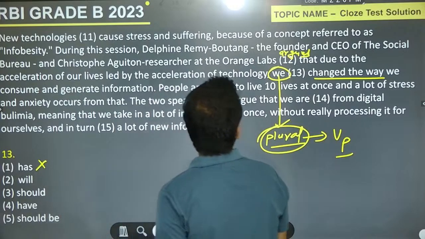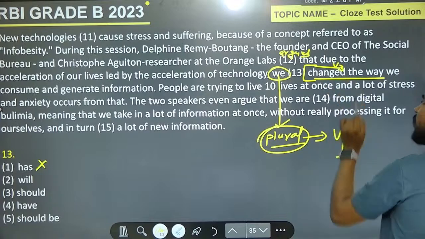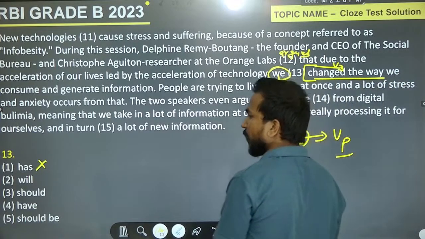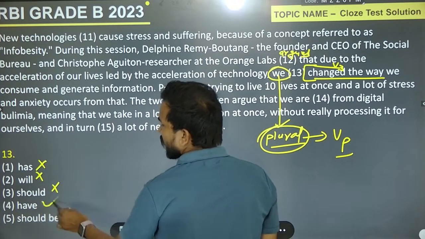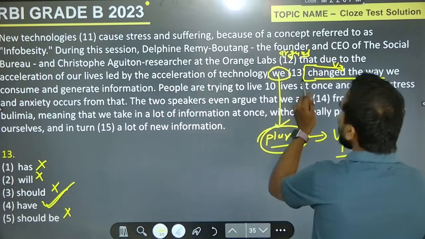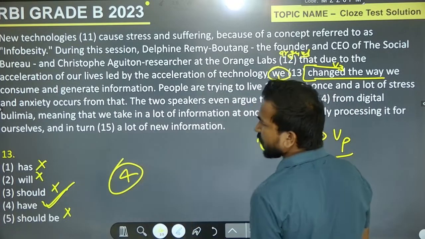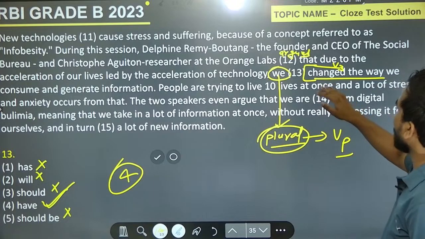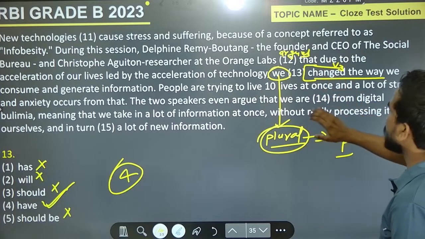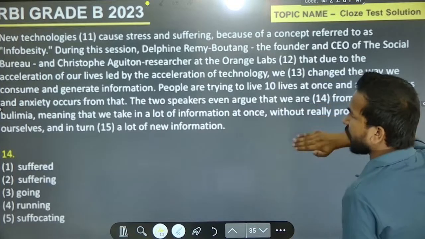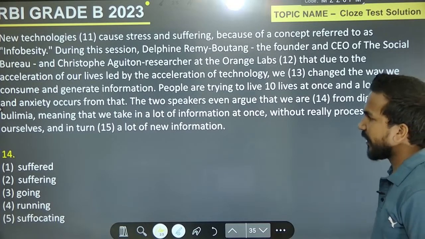It must be "will." Sir, how can we go for "will"? Because there is "change," that is the third form of the verb, and we can't use any type of third form with a modal. So we can't use will, should, or should be. So it must be "have." That will be "we have changed the way," so it must be fourth. And what will be the right answer? Due to the acceleration of our lives, led by the acceleration of technology, we have changed the way we consume and generate information.